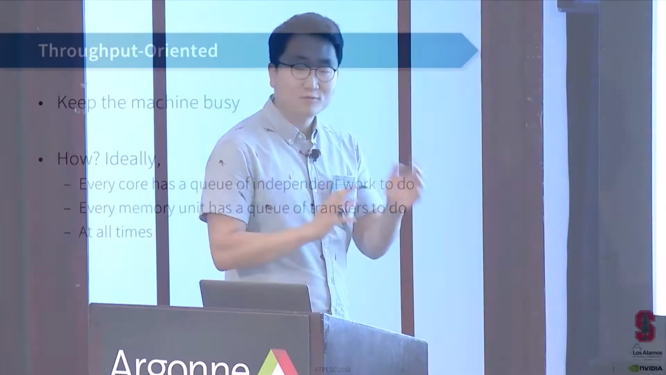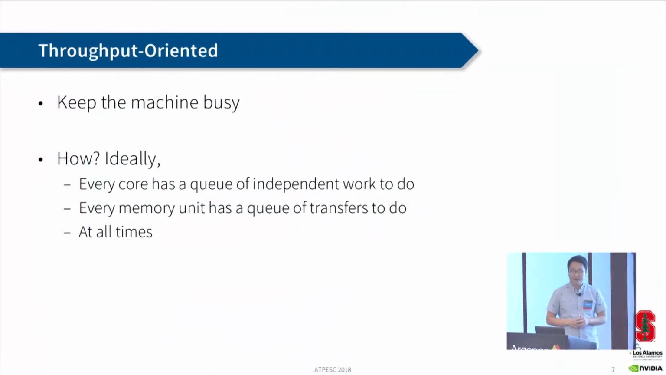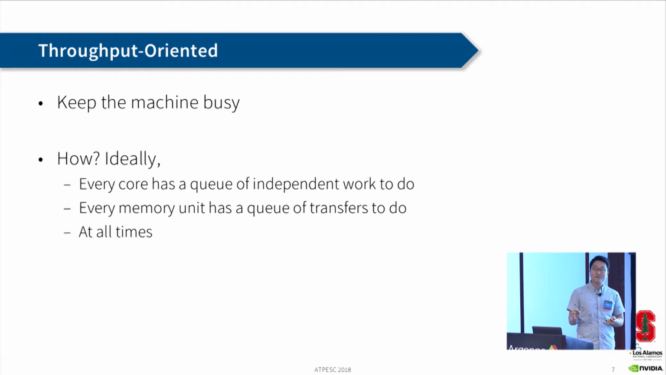Okay, so let me tell you a little bit more about throughput orientedness. This means that we want to keep the machine busy. What it means is that for every core, we want to put a full queue of independent work, and for every channel, we want to put a full queue of transfers. And we do it all the time. So this means that we need some sophisticated analysis at runtime on a program so that we can look ahead at what will happen in the program and schedule it in a way that maximizes the throughput.